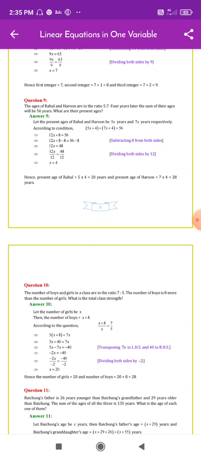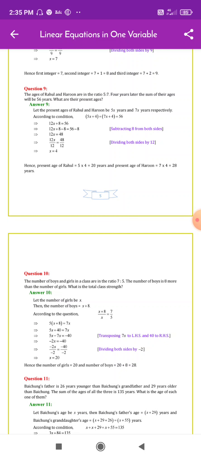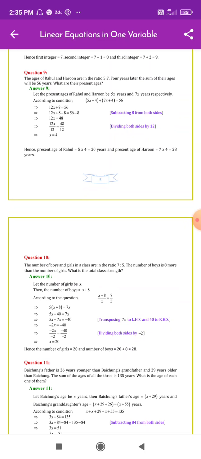The ages of Rahul and Harun are in the ratio 5:7. 4 years later, the sum of their ages will be 56 years. What are their present ages? Now their ages are given in ratio, and after 4 years their ages will become 56. So how will you find out?